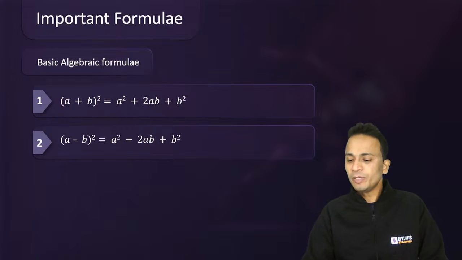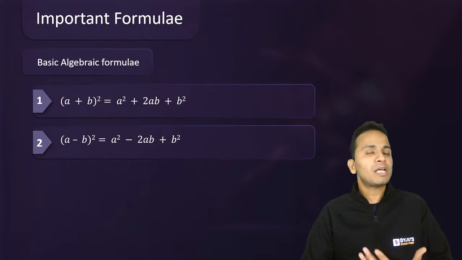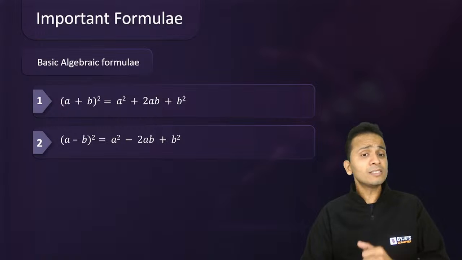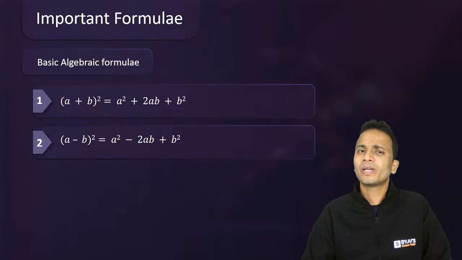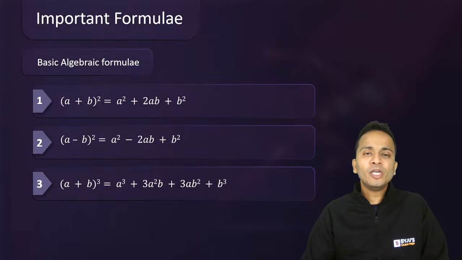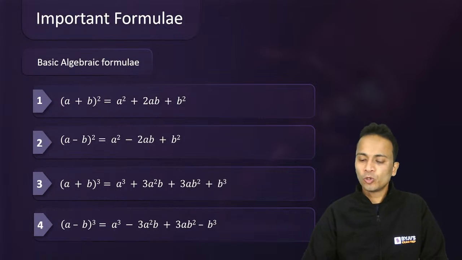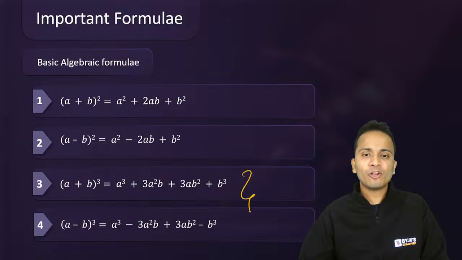Okay. So (a+b)² is a² + 2ab + b². Similarly, (a−b)² is a² − 2ab + b². Then (a+b)³ and (a−b)³. These are two important formulas that you must remember.